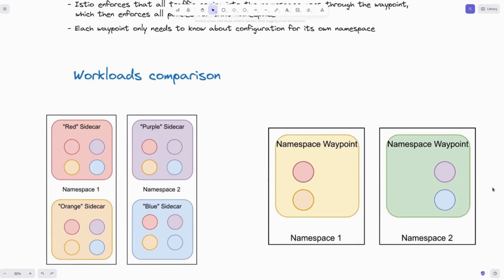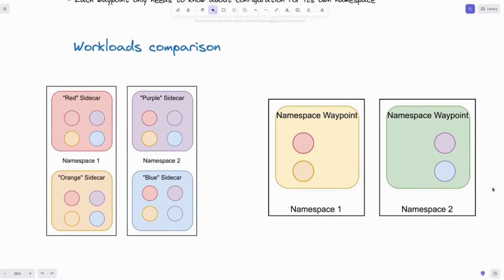And this is the comparison of the workload. So on the left, we have the sidecar approach. In the sidecar approach, we have two namespaces. In each namespace, we have a red sidecar and an orange sidecar for namespace 1. For namespace 2, we have a purple and a blue sidecar.